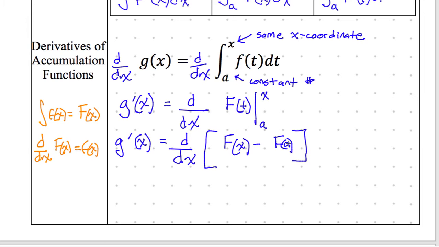Now I'm going to apply the derivative. This is kind of like distributing the derivative. I'm taking the derivative of capital F of x, and taking the derivative of capital F of a. And again, a is just some constant. I said that from the very beginning. So F of a is some number. This whole thing right here is just some constant. This again is just a constant right here.